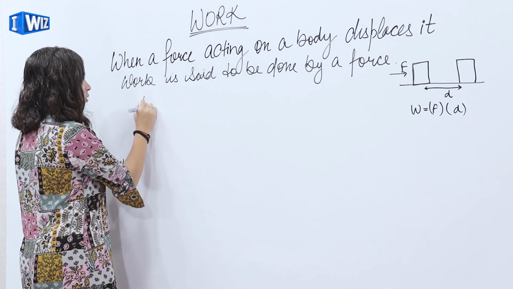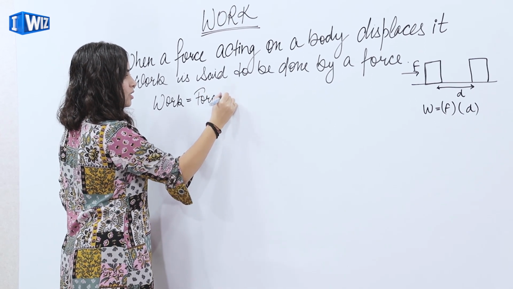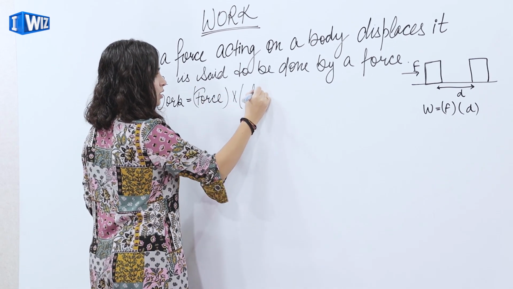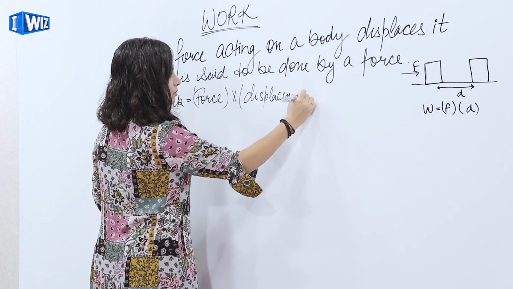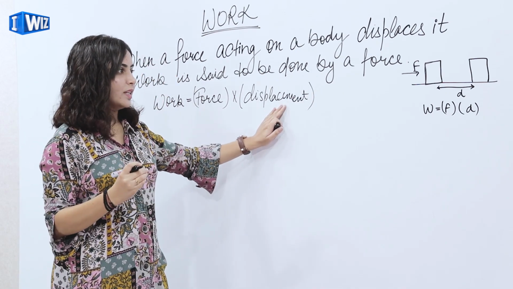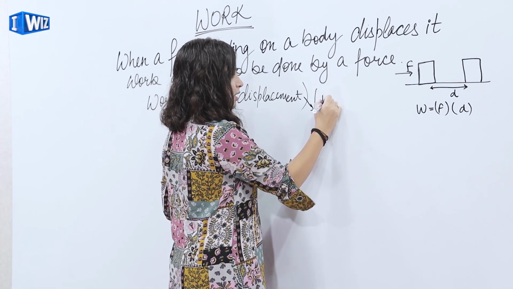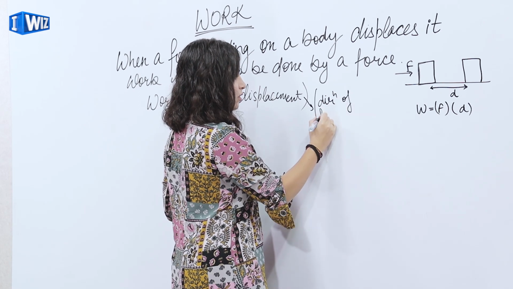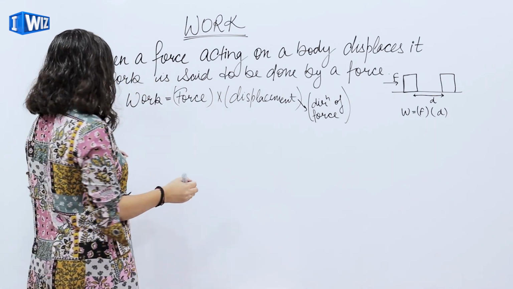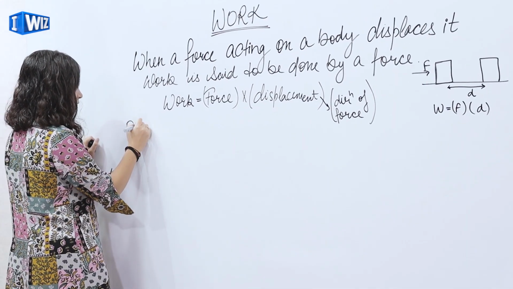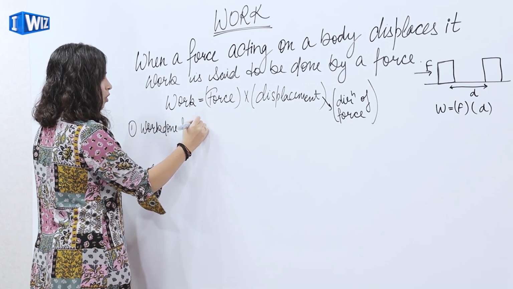So what is the formula of work? Work is equal to force into displacement of the object. Now this displacement should be in the direction of the force applied. Now we have two kinds of work done. One is for constant force.